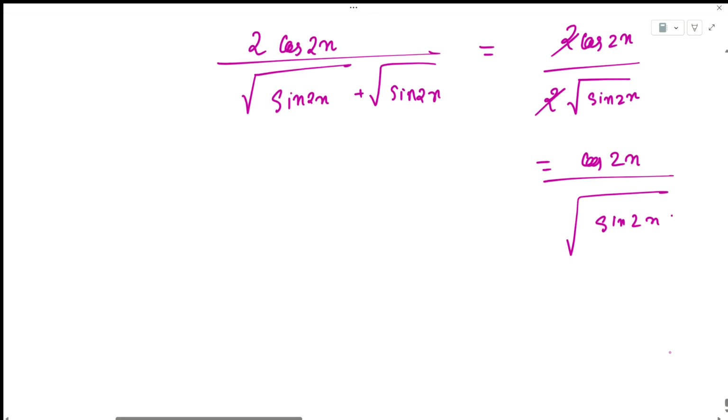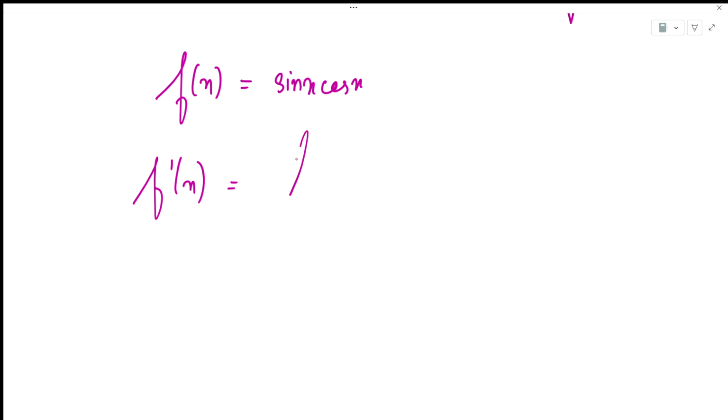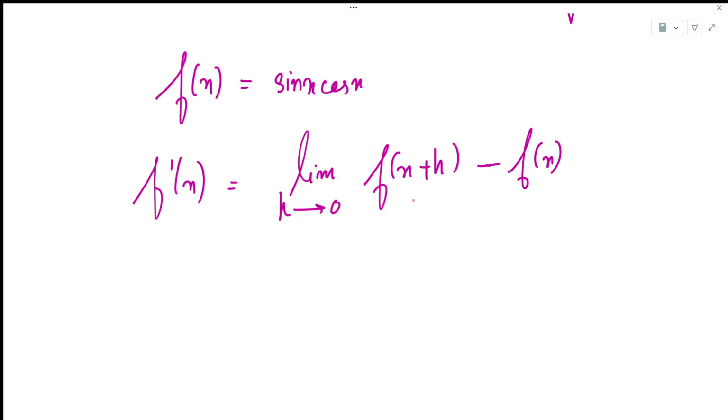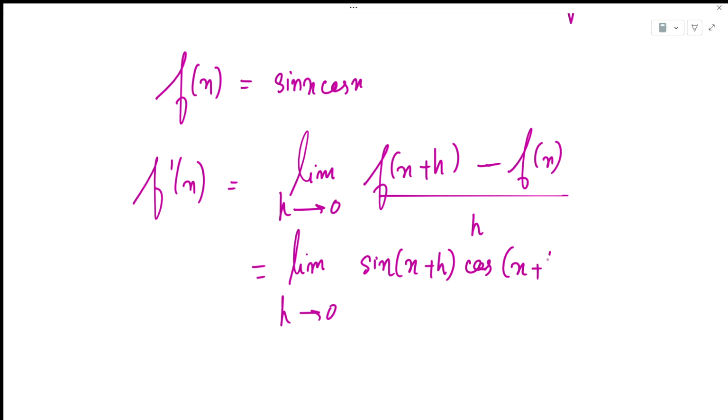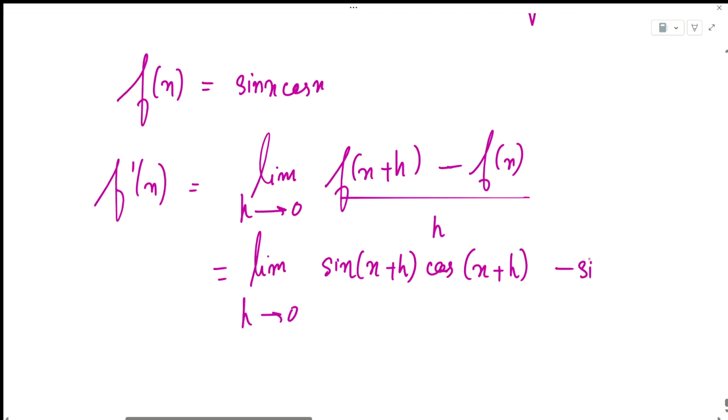So the next question I have to see, if you have f of x is equal to sin x cos x, now what will f dash x be? F dash x will be limit h tends to 0 of f of x plus h minus f of x divided by h. So this will be limit h tends to 0, sine of x plus h cos of x plus h minus sin x cos x divided by h, right?